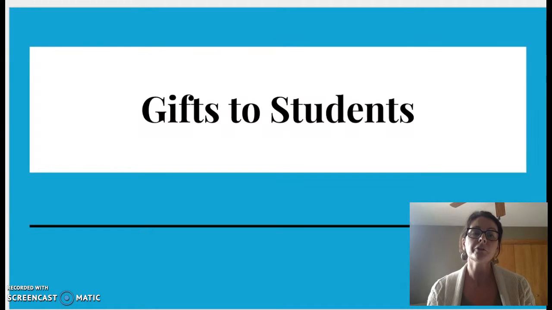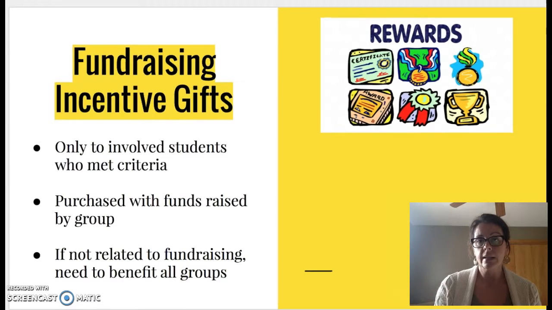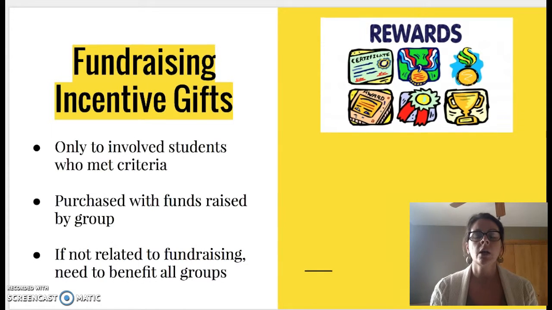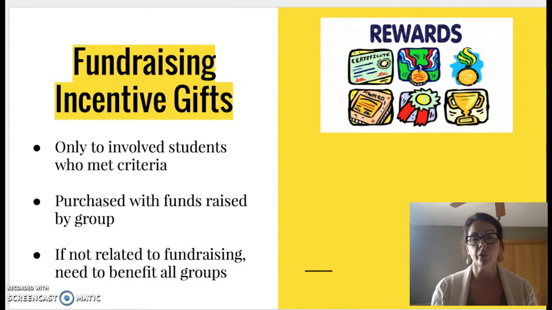The first type of gifts to students in the text were the fundraising incentive gifts. And it's important to remember, if you're utilizing fundraising incentive gifts for students participating in a specific type of fundraiser, to make sure that incentive gifts are only provided to students who participated in the fundraiser and also who met the criteria for whatever that incentive gift was for.